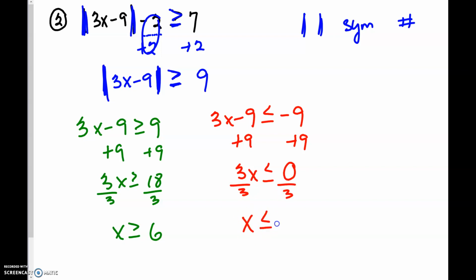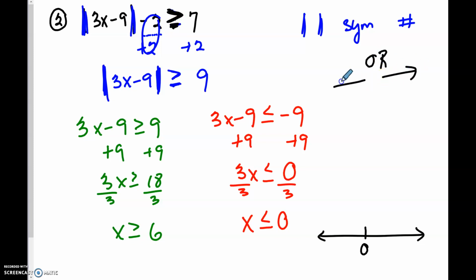So x is less than or equal to, and 0 divided by 3 is 0. So now we're going to go ahead and graph that. And if we go back to the beginning, remember in a number line I always like to put 0. Let's go back to the beginning, and do we see how this symbol is greater than or equal to? That tells me this is going to be an OR problem, and I'm going to shade out from each other. So let's see if that's what happens here when we graph these two.